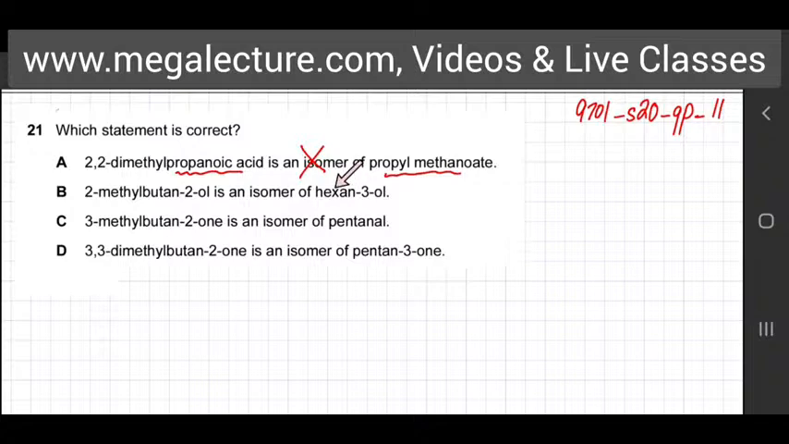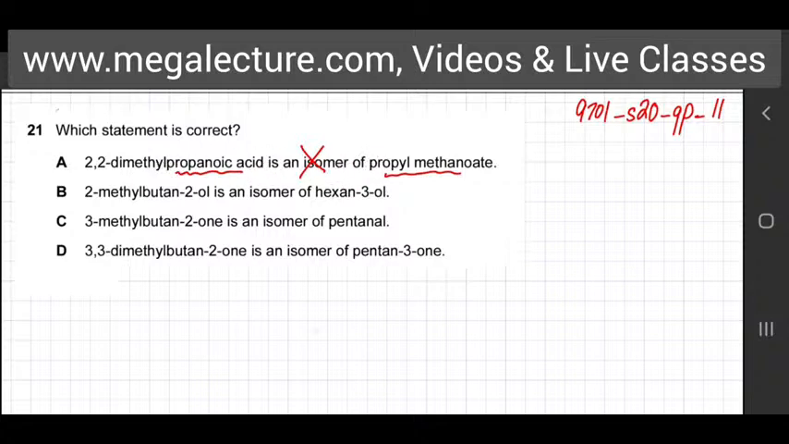The shortcut, without drawing this, is that hex means 6 carbon atoms. Bute means a total of 4 carbon atoms, with a methyl branch, which is 1 carbon atom. So that's 4 over here, and the branch has 1 carbon atom, giving a total of 5 carbon atoms. So these two would clearly not be isomers of each other.